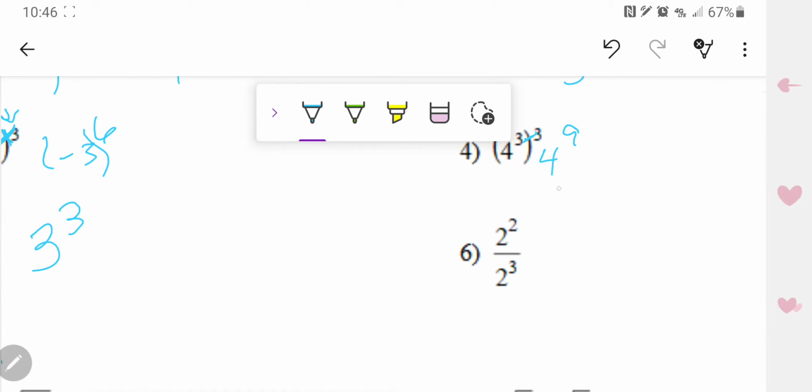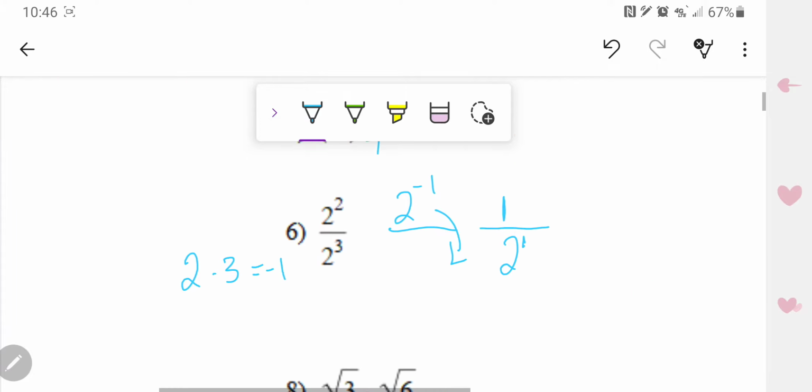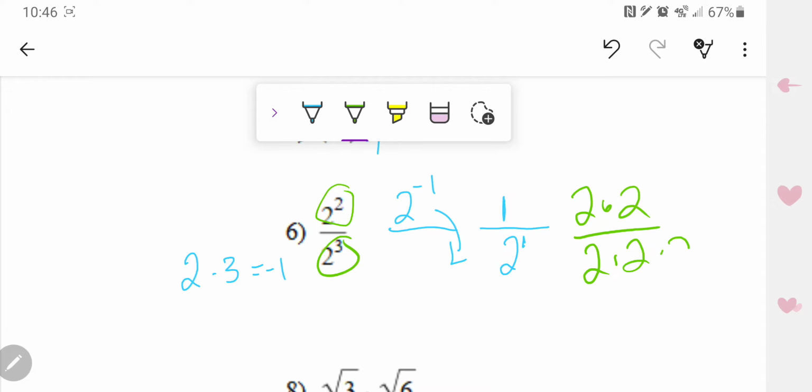This one's a little bit different. I do this two different ways. 2 minus 3 is negative 1, but you don't want to have a negative exponent, so you put it on the bottom and make it a positive 1, and the 1 would be a placeholder. The other thing you can do: 2 squared really means 2 times 2. 2 cubed means 2 times 2 times 2. Cross 2s out from the top and the bottom. You're left with one 2 on the bottom. You do need a placeholder on top, 1/2, same answer.